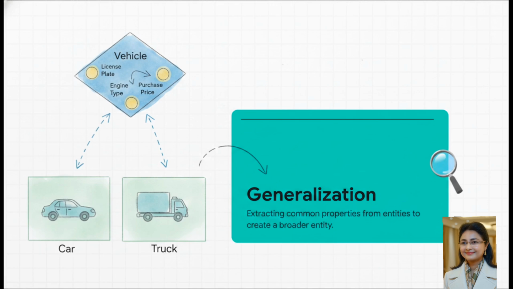For instance, let's say your database has a table for cars and a totally separate table for trucks. Well, they share a lot of attributes, right? They both have license plates, engine types, purchase prices. So instead of modeling them completely separately, we use generalization to extract those common properties and create a broader, high-level entity called vehicle. It makes the entire database significantly more streamlined and elegant.